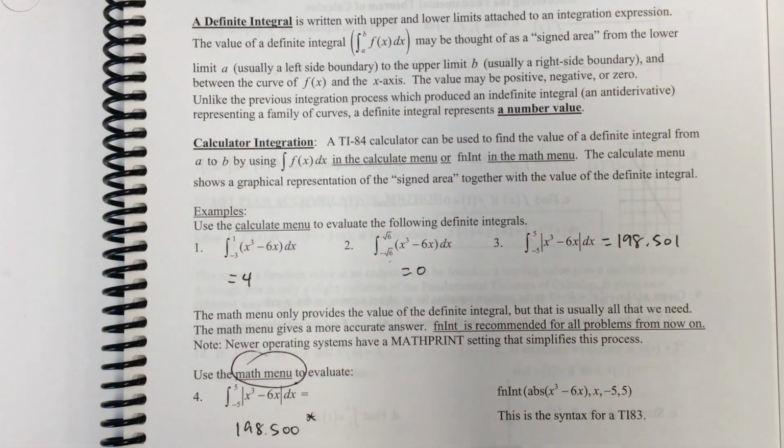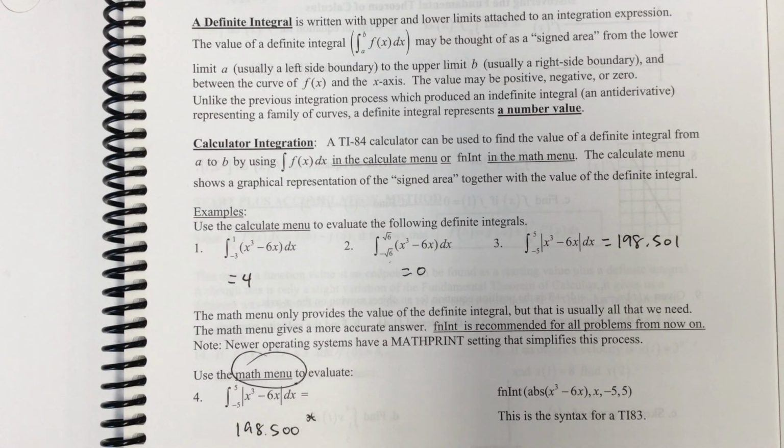Sometimes they're so close that you might end up getting the same value, but sometimes you won't. So in general, if they ask you to do a definite integral, the calculate menu with the grapher is really nice because you get a visual representation of it. But the math menu is the most accurate one, and that's the one they'll expect you to use. So just one more time to make sure we're clear on that. Even though you have the two options for finding a definite integral, we're going to use the math menu when we do that.